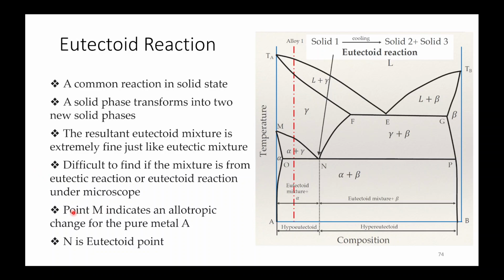And the point M here indicates the allotropic change for the pure metal. So for example, in the case of your iron carbon system, at M your gamma transforms into alpha, so it will be an allotropic type of change. N is the eutectoid point. At N your gamma is converting into alpha plus beta.